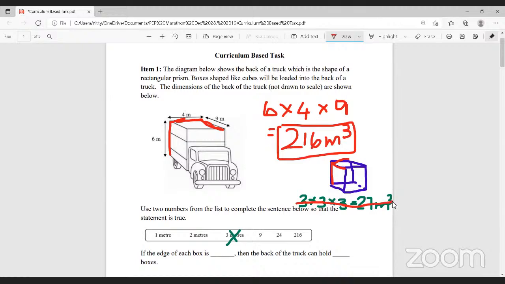But you said 1 meter. So if you say 1 meter, it means then that the volume of one box will be what? If you say that the edge of each box is 1 meter, then tell me, what is the volume of that box? What's the volume of one box? Tell me.